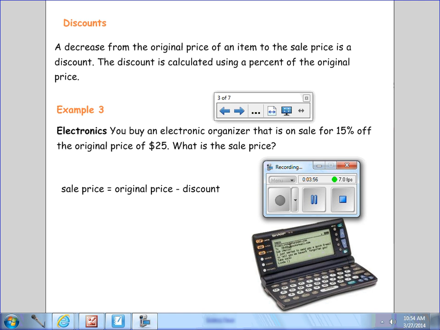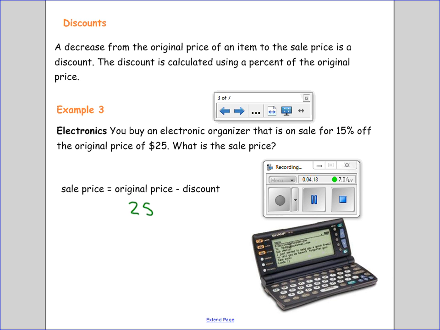So in our example here, we're going to talk about electronics. You buy an electronic organizer that is on sale for 15% off the original price of $25. What is the sale price? In order to determine the sale price, you take the original price, which is $25, and you need to determine what the discount is. So you can say 100% minus 15%. For teaching purposes right now, I'm going to do 100% minus 15%. Again, you can do this in your head, but that's going to be 25 times 85%.